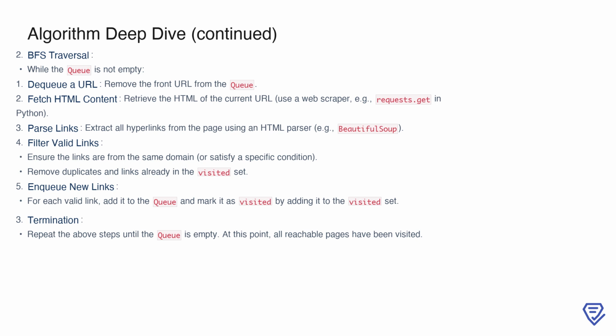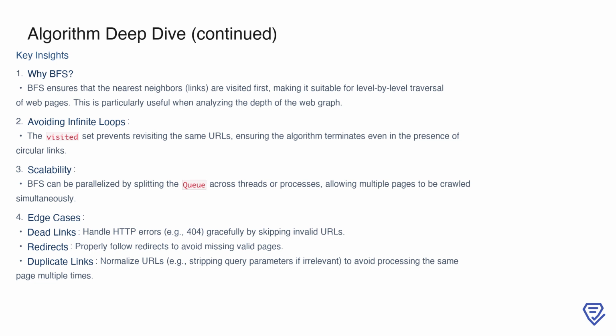Valid links that pass these checks are enqueued into the queue and simultaneously added to the visited set to mark them as processed. This process of dequeuing, fetching, parsing, filtering, and enqueuing continues until the queue is empty, which signifies that all reachable pages have been visited. BFS is particularly suited for this problem because it processes links level by level, visiting the nearest neighbors first.